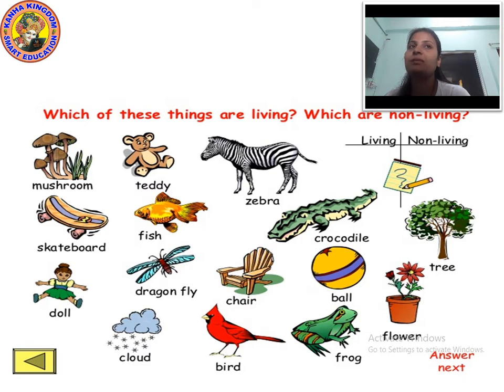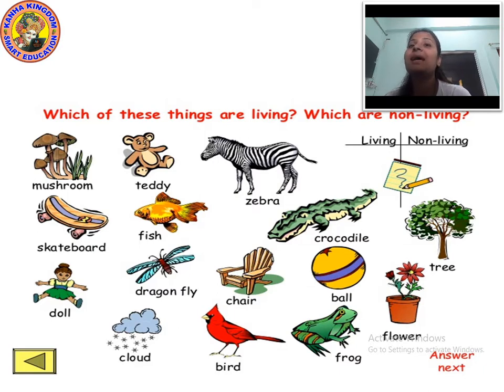Now look at this picture. Which of these things are living and which are non-living? I am asking you, is this mushroom a living thing or a non-living thing? Yes, mushroom is a living thing. Why? Because it can grow. So mushroom is a living thing.